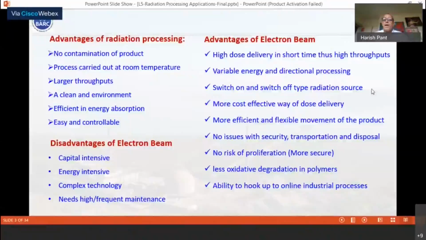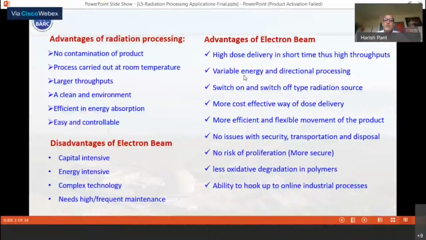They are switch-on and switch-off type radiation sources. A radioisotope source is continuously emitting radiation, so you cannot stop it. It is a continuous emission, and when the source is not being used for processing, you have to keep it in shielded containers. Basically, in radiation processing plants, it is a water pool where these sources are stored and shielded, so that the radiation field outside is almost negligible.